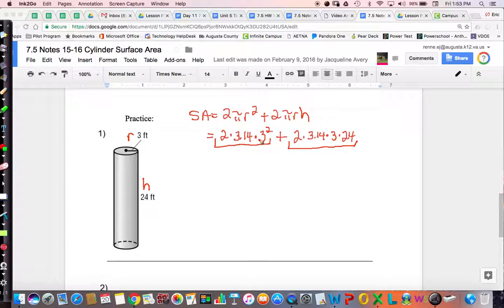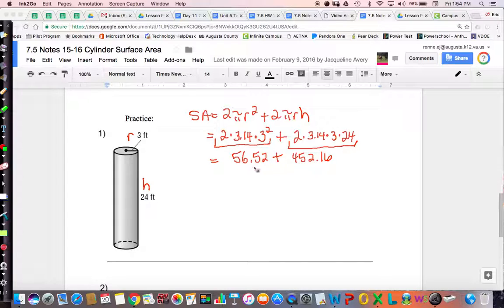Now, let's say you're doing this at home and you don't have a calculator with an x squared button. All you have to do when you type this in is do 2 times 3.14 times 3 times 3. Because if the exponent is 2, that means you multiply it by itself. So you can just type it in as 3 times 3 instead of 3 squared if you don't have the exponent button. Okay, so when I type this in, I get 56.52 plus 452.16.